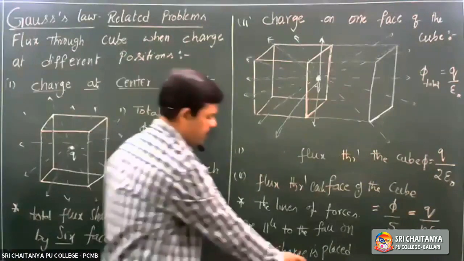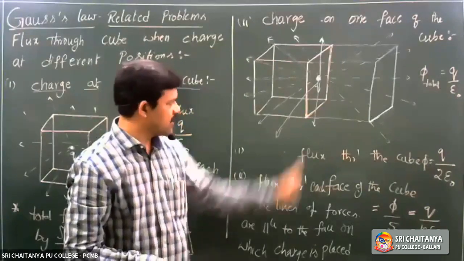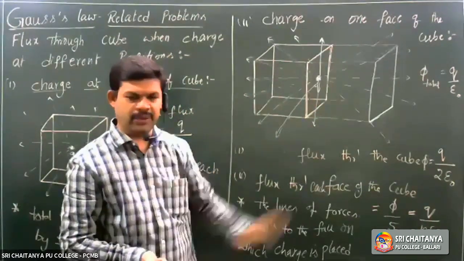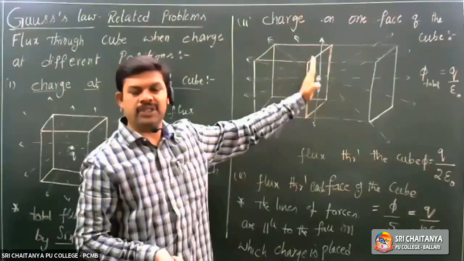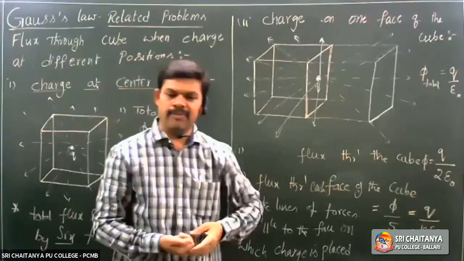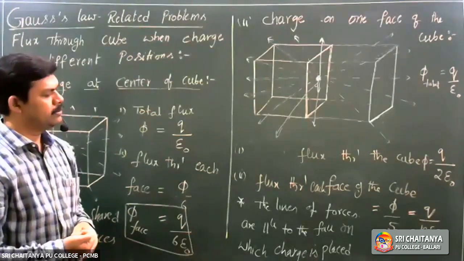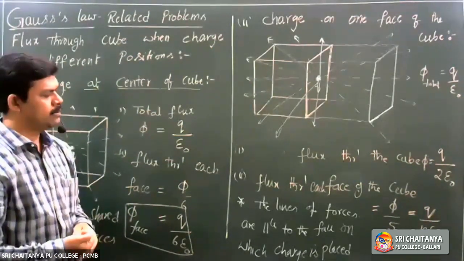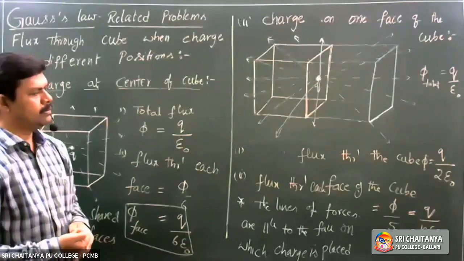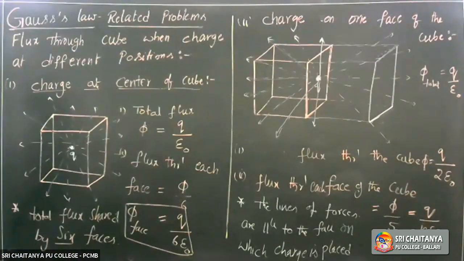Even if you want, you can write a note point here. Flux through that face is 0. Additional to this, flux through the face on which the charge is placed is 0. It passes through the remaining faces. Next.